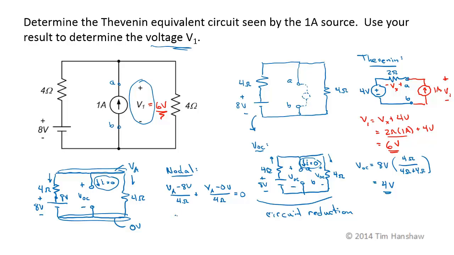Multiplying through by 4, I get 2 VA is equal to 8 volts, and VA is 4 volts. VA is exactly the same as VOC. So luckily, we got the same answer regardless of which analysis approach we used.